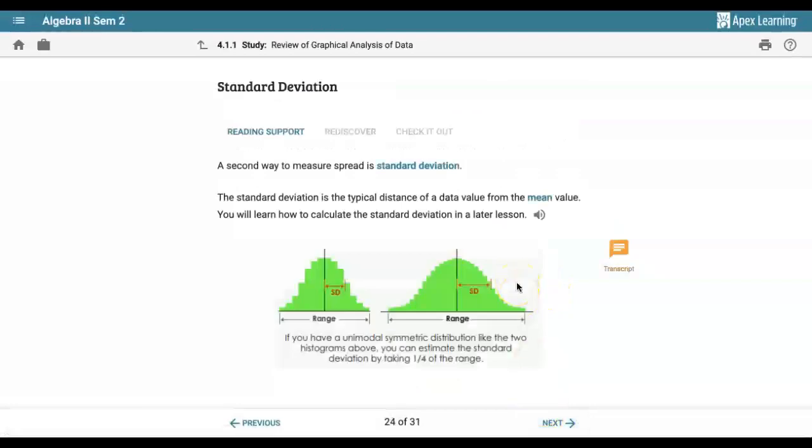All right. And then what we can do, another way to measure the spread of our data is to look at this thing called our standard deviation. If you want to get a little bit more advanced than just looking at our range, we can look at standard deviation. Standard deviation is a typical distance of a data value from the mean. It's going to take a little bit more than just this introduction unit, so we'll save that for later. But basically, again, this is all determined based on the mean and how far away you are from the mean here.